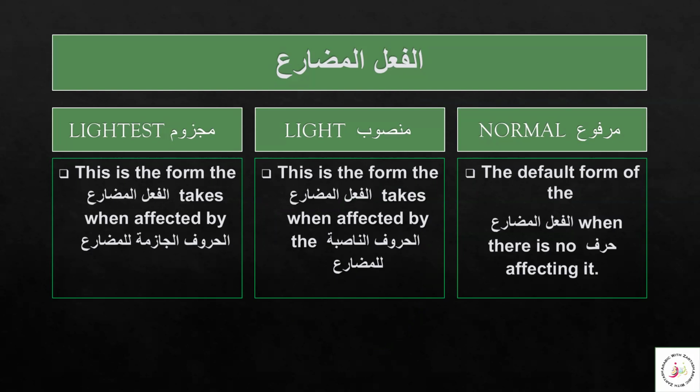We learned that फ़ेल मुदारी is marfu when there is no harf jazma or harf nasaba affecting it or attached with it, and it is the default state of फ़ेल मुदारी. Then we have the mansoob state, the light state, when fi'l mudari is affected by the huruf nasba lil mudari. And there are other reasons as well that we are going to learn in the advanced sessions. Then we have the majzoom, the light state for fi'l mudari, when it is affected by huruf jazma lil mudari.